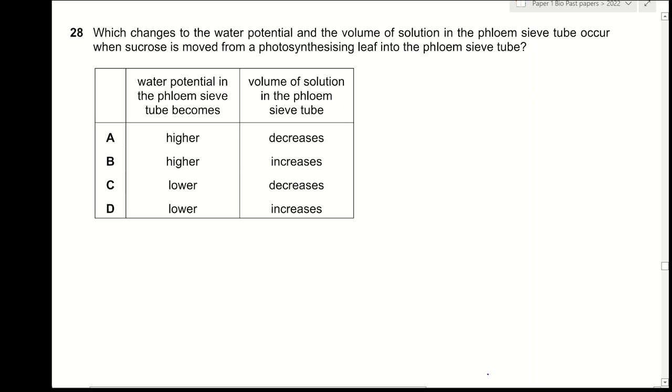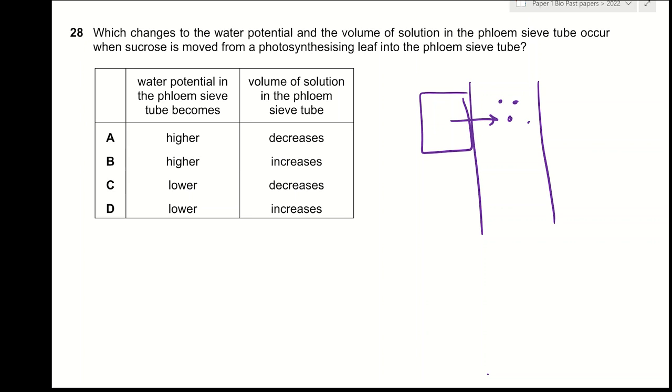Question number 28. Which changes to the water potential and the volume of solution in the flowing sieve tube occur when sucrose is moved from a photosynthesizing leaf into the flowing sieve tube? Now, what happens is that sucrose from companion cells diffuses through the plasmodesmata into the phloem sieve tube. Therefore, the water potential inside the phloem sieve tube becomes lower. The water potential decreases because now there's an increased solute concentration, or sucrose concentration.